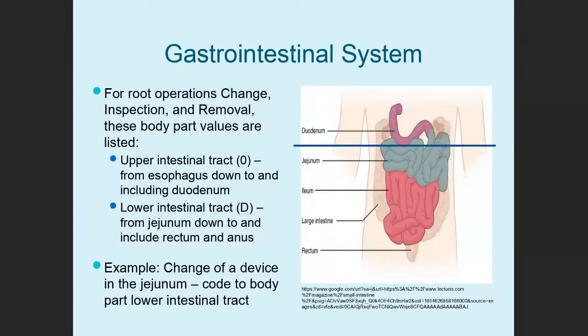Gastrointestinal system also includes some special guidelines or definitions. For the root operations change, inspection, and removal, they include these body part values: upper intestinal tract, lower intestinal tract. The upper intestinal tract is from the esophagus down to and including the duodenum. The lower intestinal tract is from the jejunum down to the rectum and anus. And you see this line here that I drew in differentiates between upper and lower. So change of a device in the jejunum would be coded to lower intestinal tract.